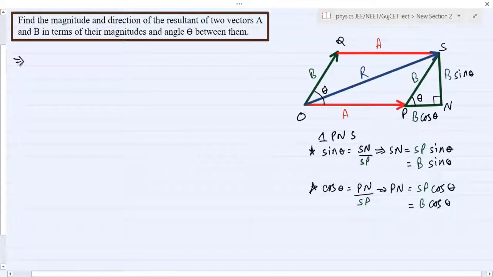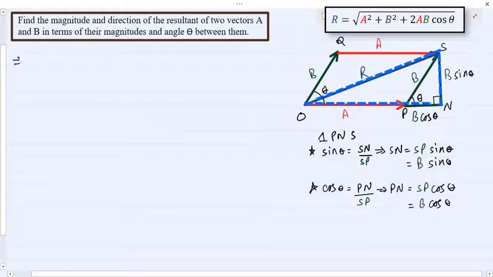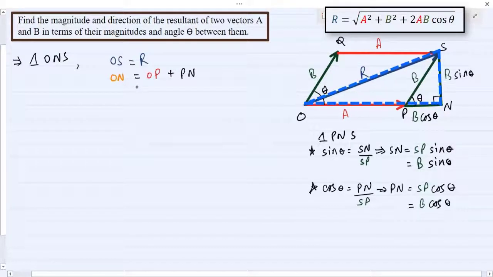Now we are ready to find out the resultant vector. Let's consider right angle triangle ONS, where its edges are OS, which is equal to our resultant vector R, then ON, which is the combination of OP plus PN, or we can say OP is A plus PN, or B cos theta, and the third edge is SN, which is B sine theta.